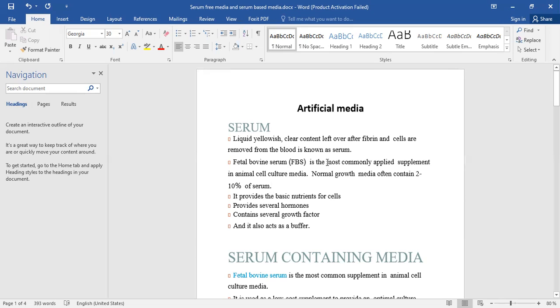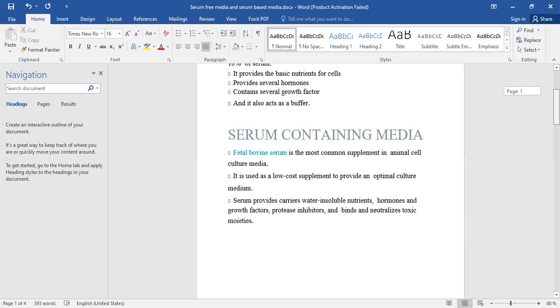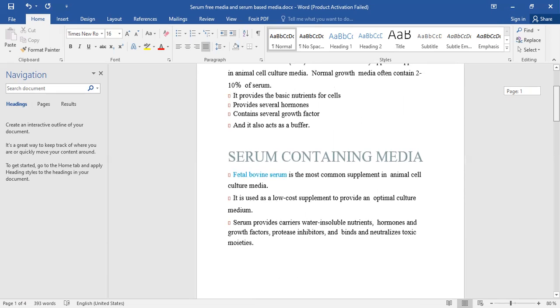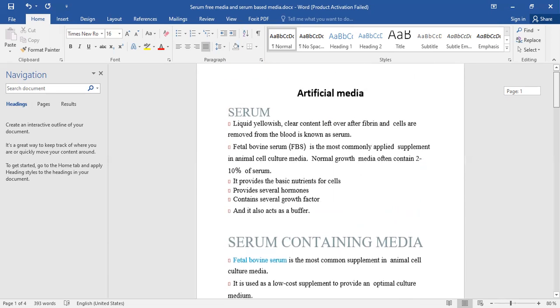Okay, in most of the culture media, 10% of the serum is used. What is the benefit of this serum? Serum provides the basic nutrients to the cells. It provides some hormones, growth factors, and it also contains some defense mechanisms that will protect the cell. So on the basis of serum presence and absence, there are two types of media, serum containing media and serum free media.